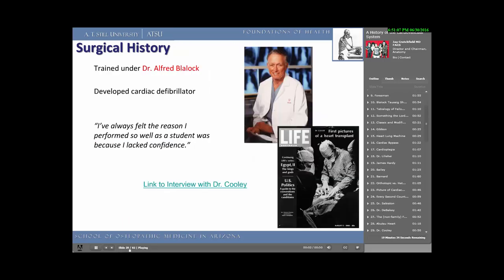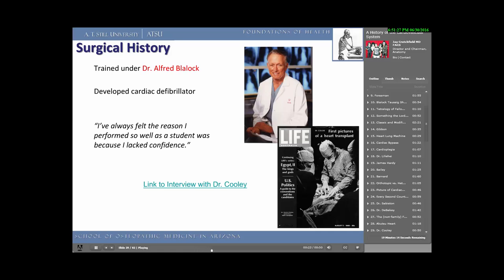Dr. Cooley trained under Dr. Alfred Blaylock, and if you watch the movie Something the Lord Made, you'll rapidly pick up that Dr. Cooley is portrayed in that movie. He's also given credit for having developed a cardiac defibrillator, along with Dr. Lillehei, and makes an interesting quote.